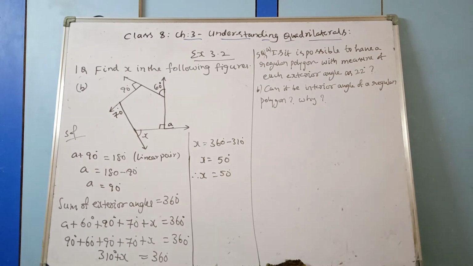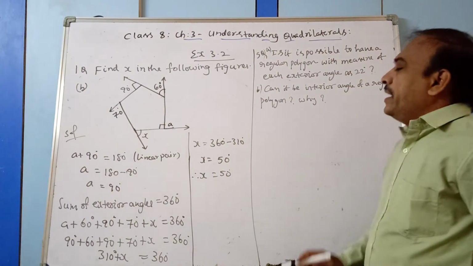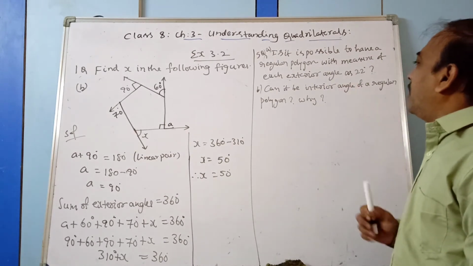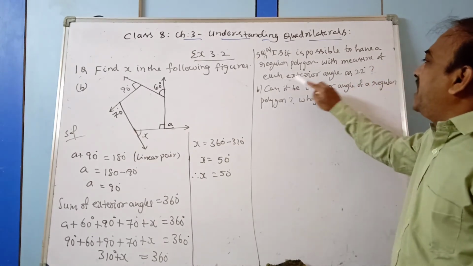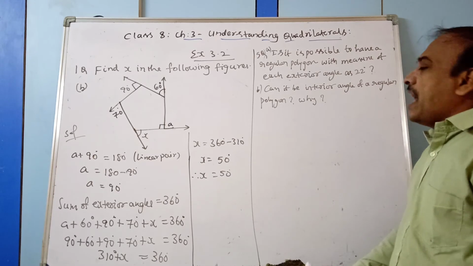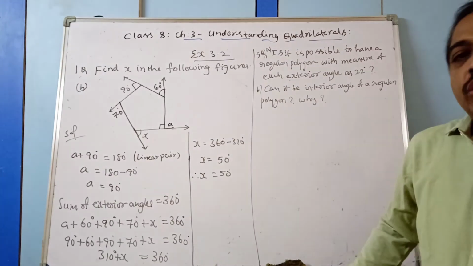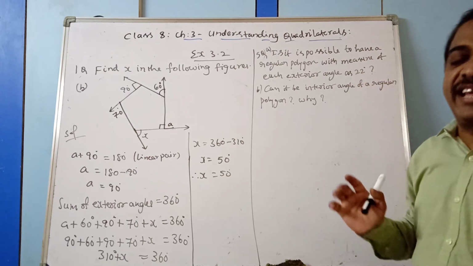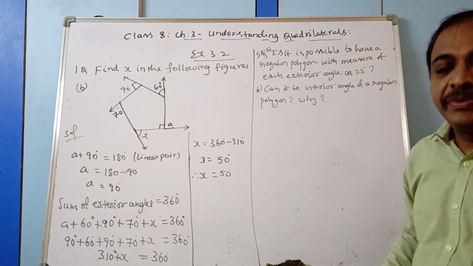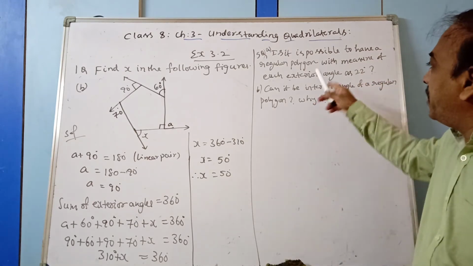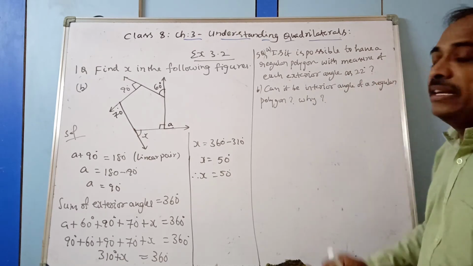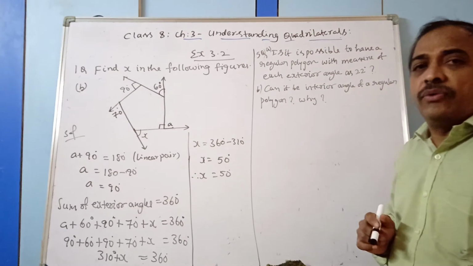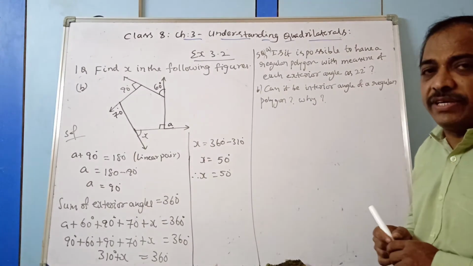Now see the next question. Question number 5. Is it possible to have a regular polygon with measure of each exterior angle as 22 degrees? The measure of each exterior angle is given as 22 degrees. Whether it is possible or not, we have to check.